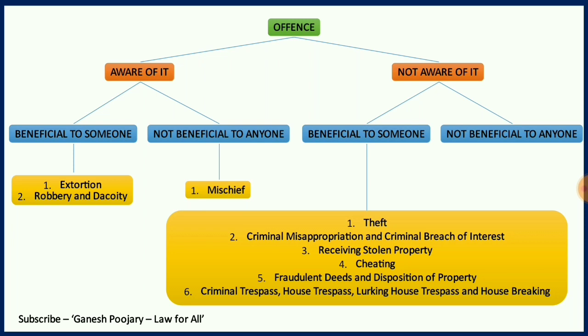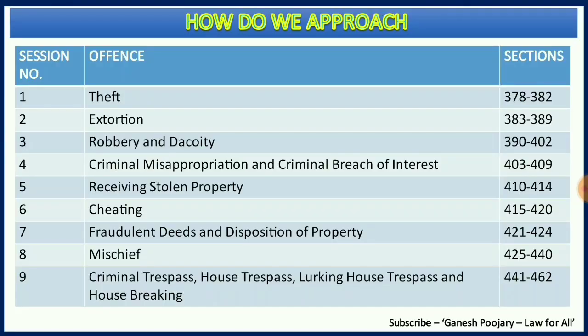Now it is very important for us to see them in sequence. That is why I have my next slide. This is how we are going to approach this particular chapter. There are as many as 9 different types of offences and we are going to handle them section by section. In the first session, I am going to deal with theft and then extortion, then robbery and dacoity, then criminal misappropriation and criminal breach of trust, then the receiving of stolen property, after that it will be cheating, then the fraudulent deeds and disposition of property, mischief, and finally criminal trespass, house trespass, lurking house trespass and housebreaking.